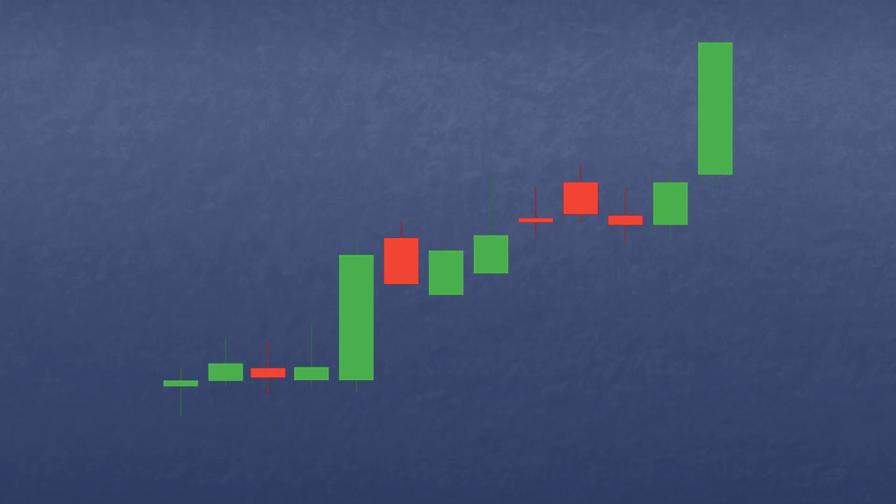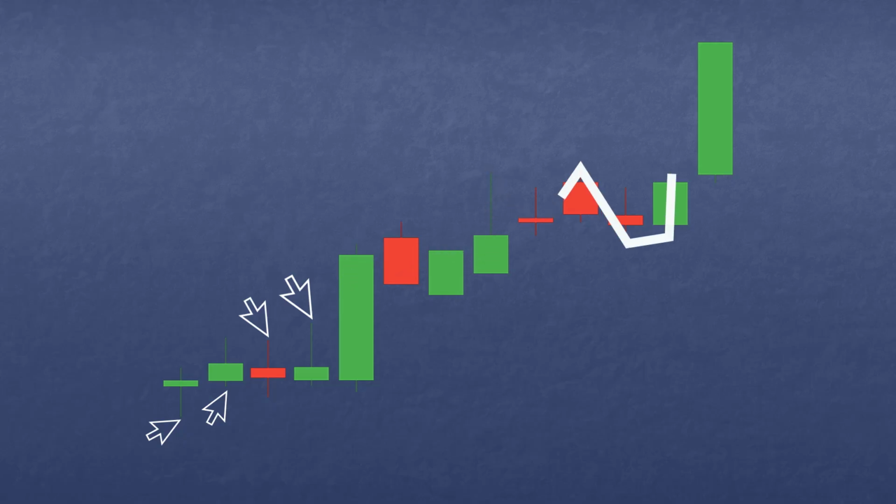A single doji might indicate a temporary pause in the trend. Multiple consecutive doji candles suggest intense competition between buyers and sellers. Eventually, one side will gain control, leading to a strong breakout in either direction.